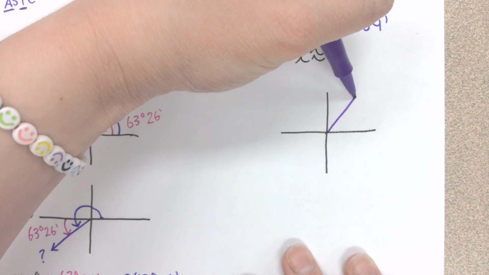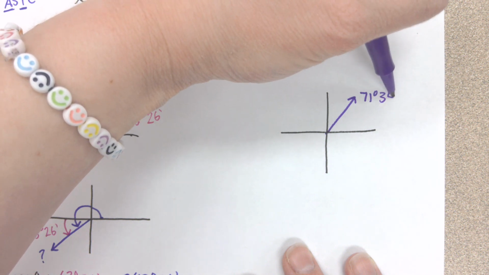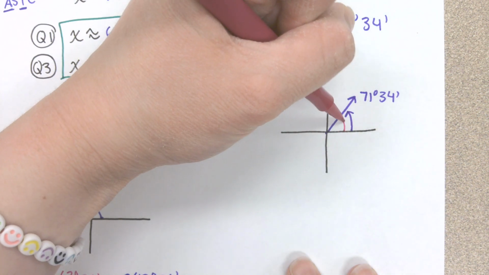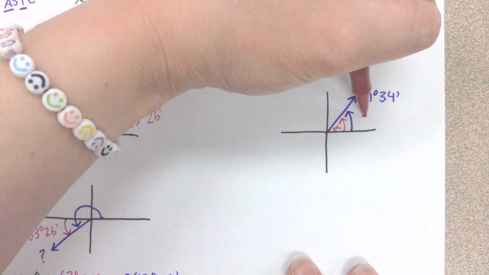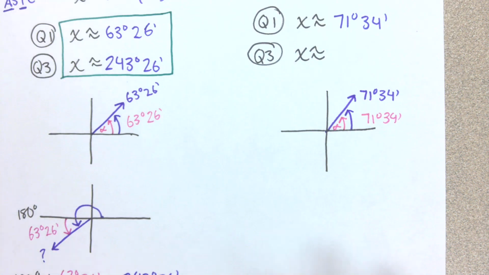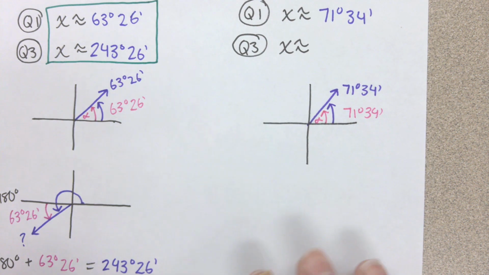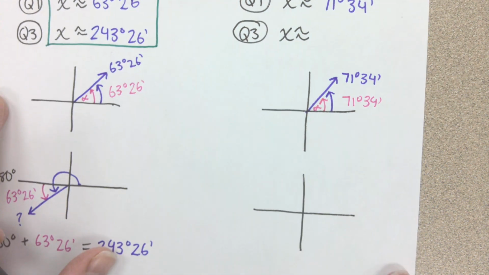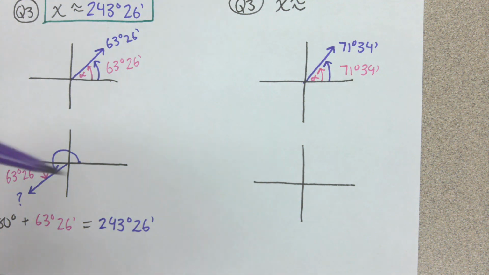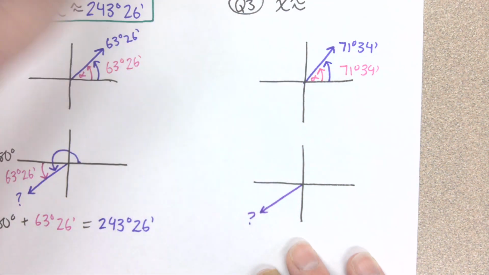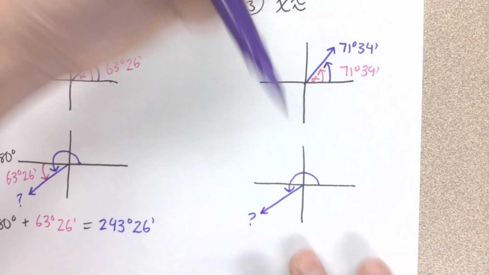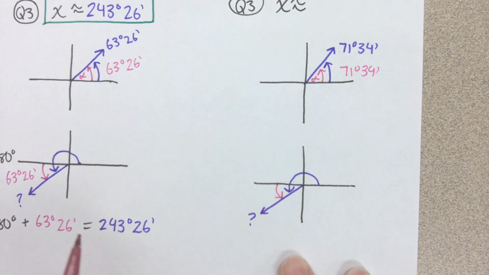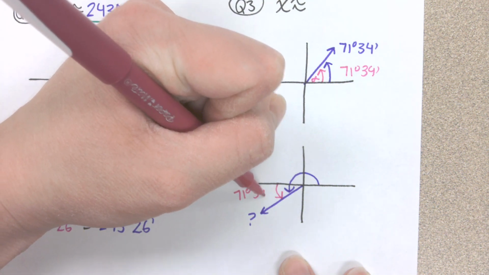Quadrant 1, we have 71 degrees, 34 minutes. And again, in quadrant 1, alpha is going to be the same measure. So alpha is also 71 degrees, 34 minutes. And then we graph the quadrant 3 angle to figure out what it is. Missing angle in quadrant 3. Angle of rotation up to where the angle ends. Alpha drawn from the x-axis to the angle. And we now know that value is 71 degrees, 34 minutes.